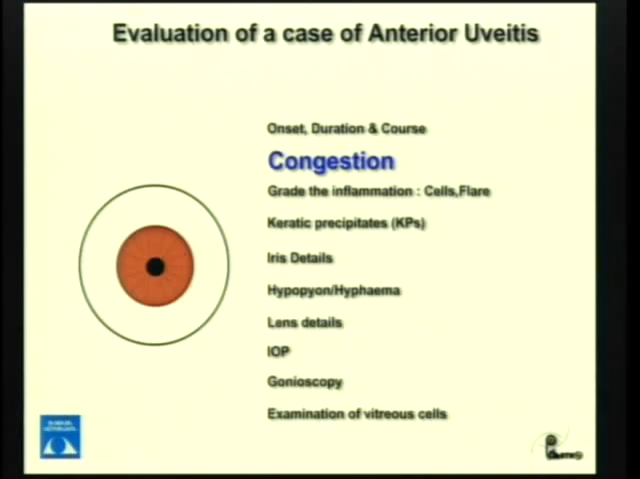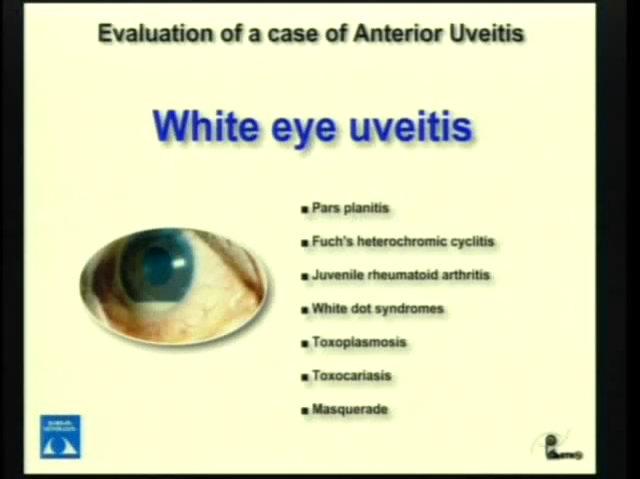Now, next important is the congestion. We are not going to discuss differentiating between the episcleral and conjunctival congestion, but sometimes uveitis can present even without congestion also. So those are termed as white eye uveitis. It's a very important question in the exam, both for theory and for practical purposes also. The causes of the uveitis are pars planitis, Fuchs' heterochromic cyclitis, juvenile rheumatoid arthritis, etc.